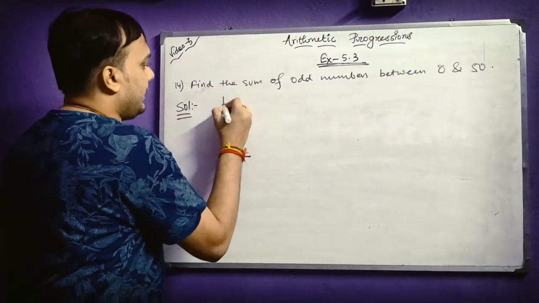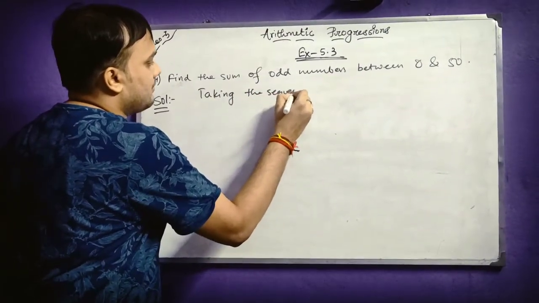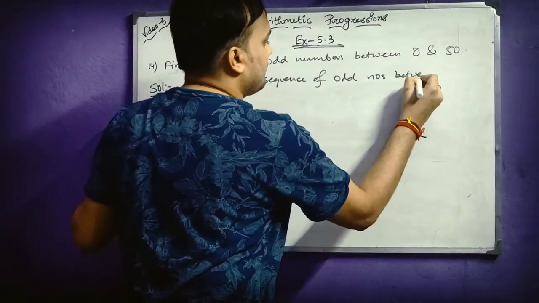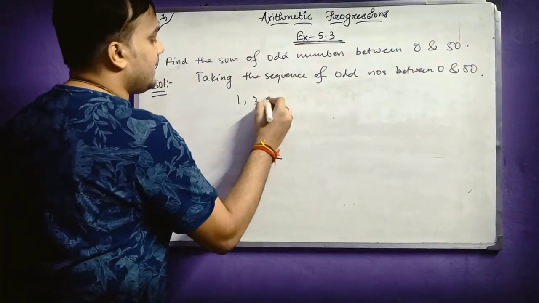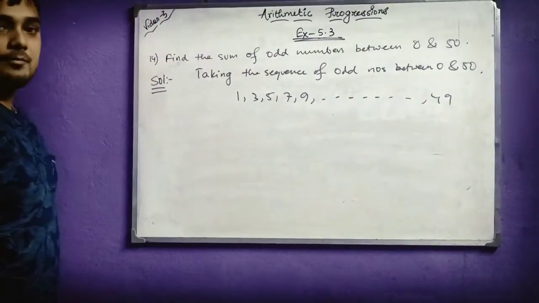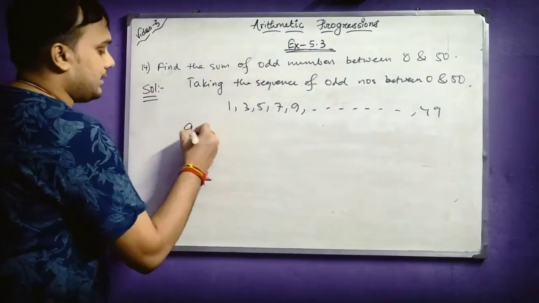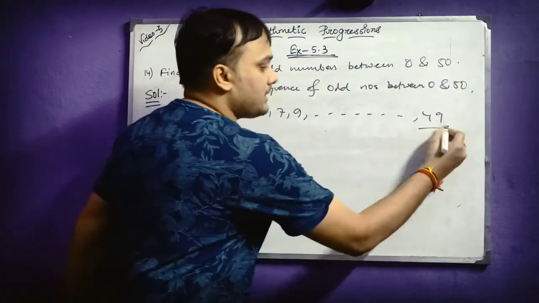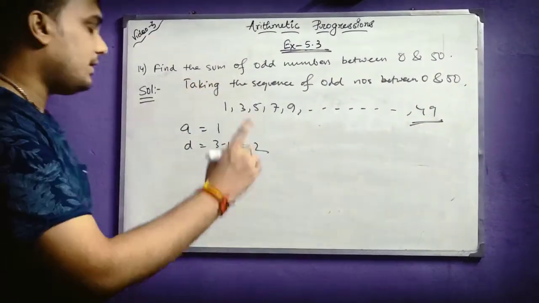Okay, taking the sequence of odd numbers between 0 and 50. What is the sequence? Sequence is 1, 3, 5, 7, 9, dot dot dot 49, because 49 is the last odd number between 0 and 50. So what is A here? A is 1, D is 3 minus 1, which is 2. But I don't know what is this term actually. Which number of term is 49? So that we require to find first.